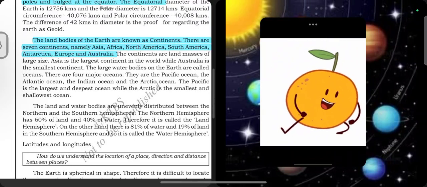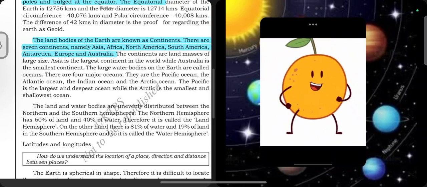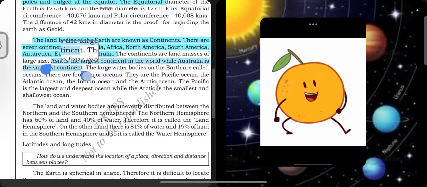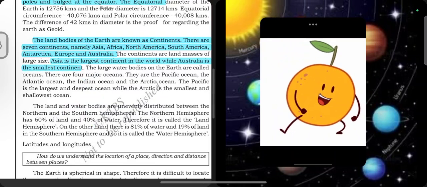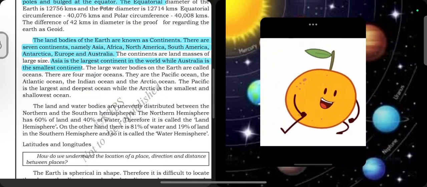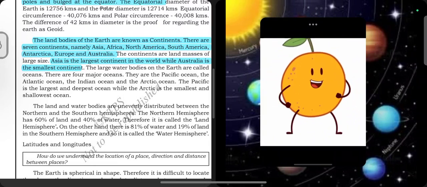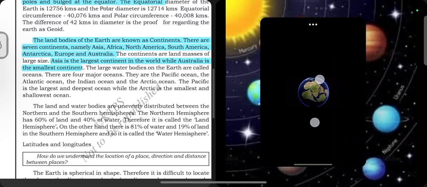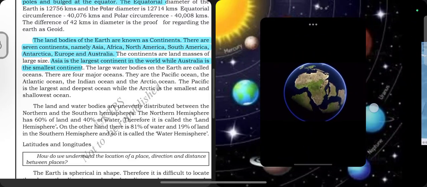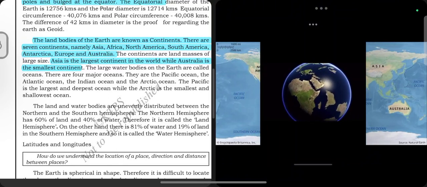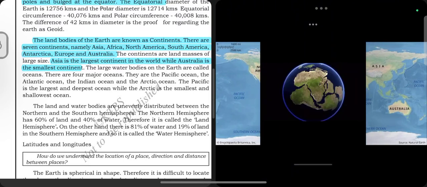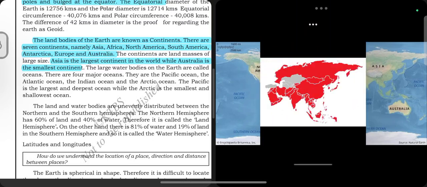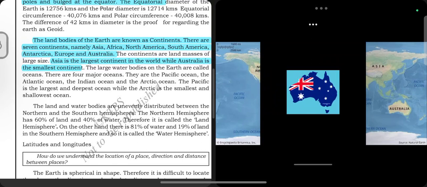Among them, the largest continent in the world is Asia. Largest is Asia, and the smallest is Australia. You can see this is the Earth. You can see here the smallest continent and the largest. This is Asia, the largest, and this is Australia, which is the smallest.